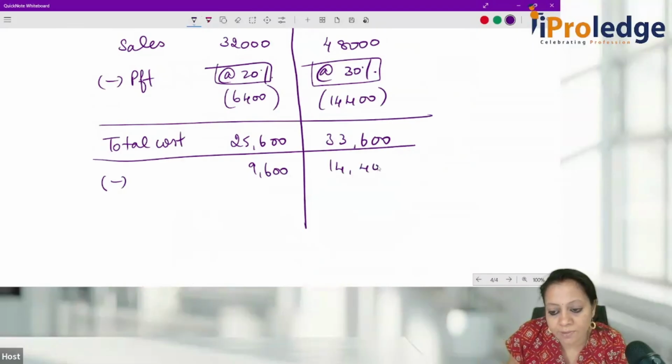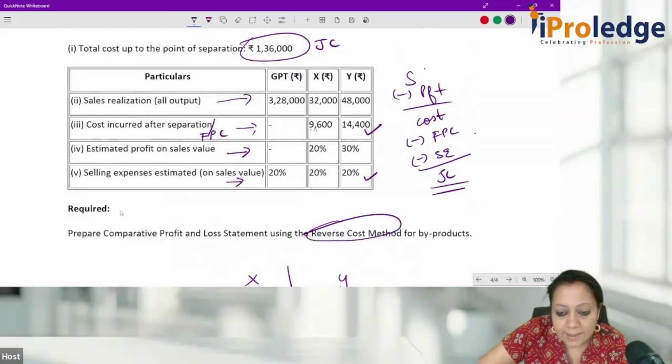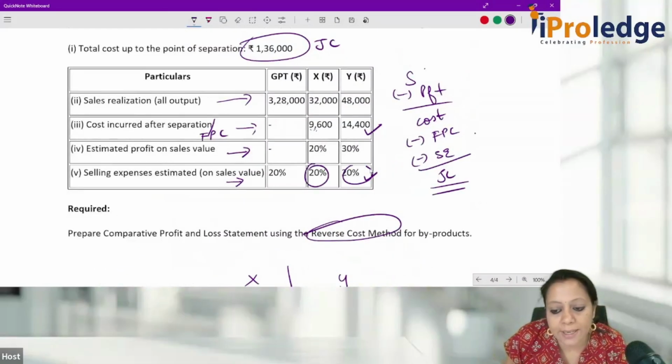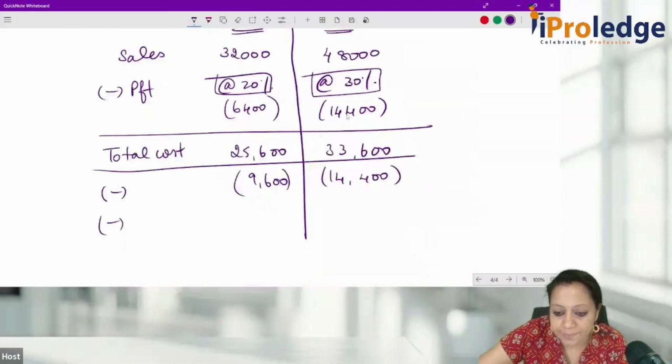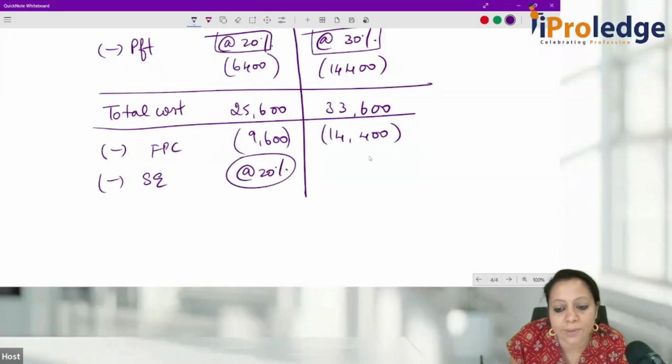9,600 and 14,400. Next, selling expenses also we will subtract. Selling expenses is given to be 20%. So this is further processing. This is selling expense at the rate of 20% of sales value, as given in the question.